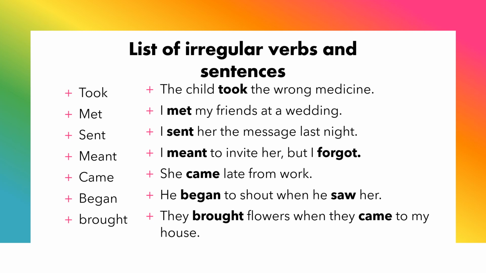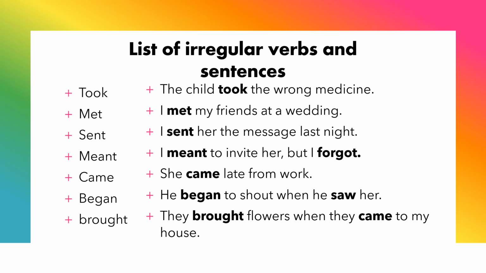I meant to invite her, but I forgot. So you've got two verbs here. She came late from work. He began to shout when he saw her. Again, you've got two irregular verbs in this sentence.